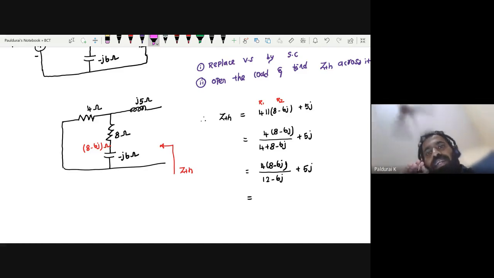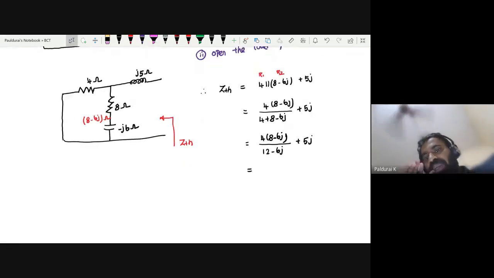I need both rectangular as well as polar form. That's the best practice, as I told earlier. Please write ZTH in both of them. Take your calculator. Within a step, it will give you the answer. Right away, you can just type this.